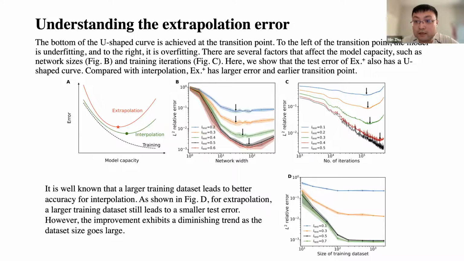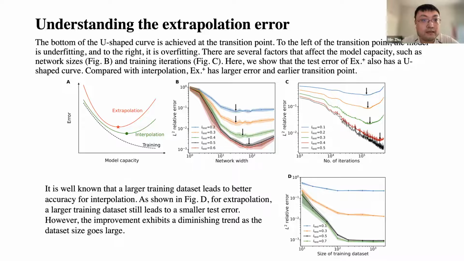To further understand the extrapolation error, we use the diffusion reaction as an example and investigate several factors that contribute to the extrapolation error. The correlation length of the training dataset is 0.5, and the bottom of the U shape is achieved at the transition point. To the left of the transition point, the model is underfitting, and to the right it is overfitting.